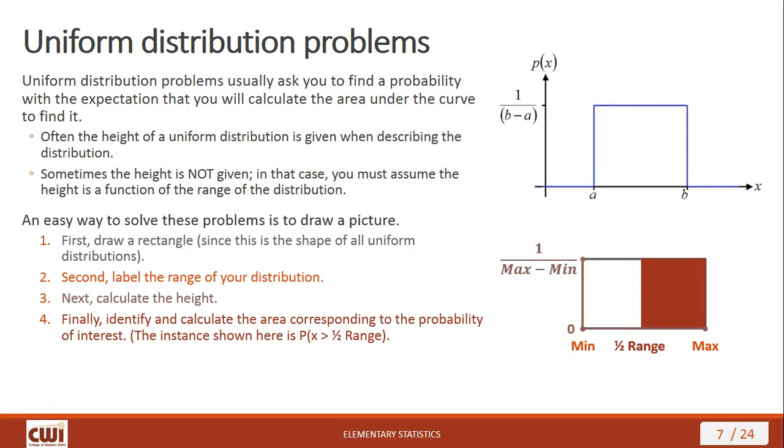So if we were asked to find a value with the x random variable being half the range, then we would mark that at half the range. And then if we're asked to find something greater than that, then we calculate this area that you see shaded in red. So what we're looking at here in this instance is the probability that x is greater than half the range.